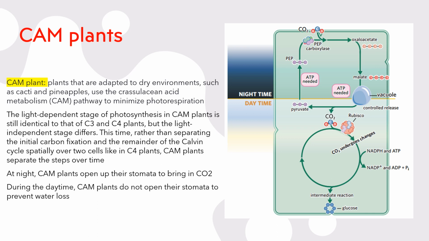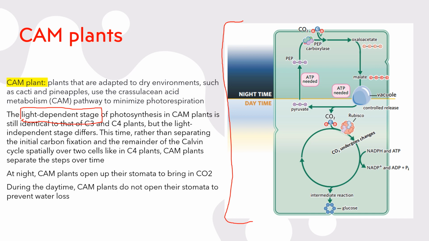What the CAM plants have done is they've kept our light dependent stage exactly as is. So the light dependent stage of photosynthesis in CAM plants is the exact same as C3 plants. It's the same sunlight, water splitting, all of that sort of stuff remains the exact same. What they've changed is the light independent reactions. What they've done is they've split them over time. C4 plants physically split them through cell types. What CAM plants have done is they've split them through time. So the light independent stage is split from nighttime to daytime.